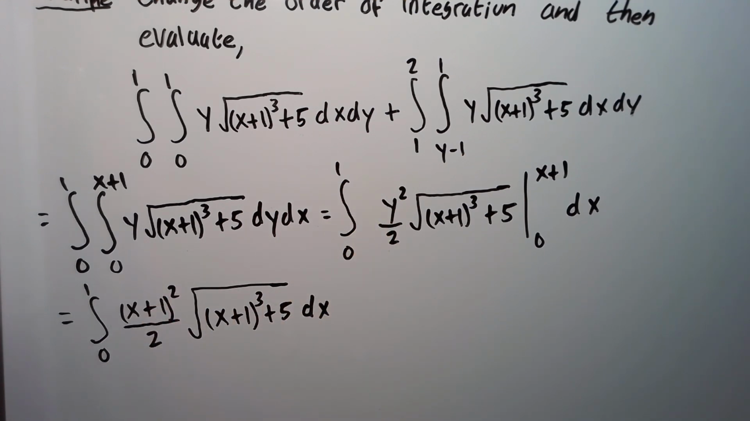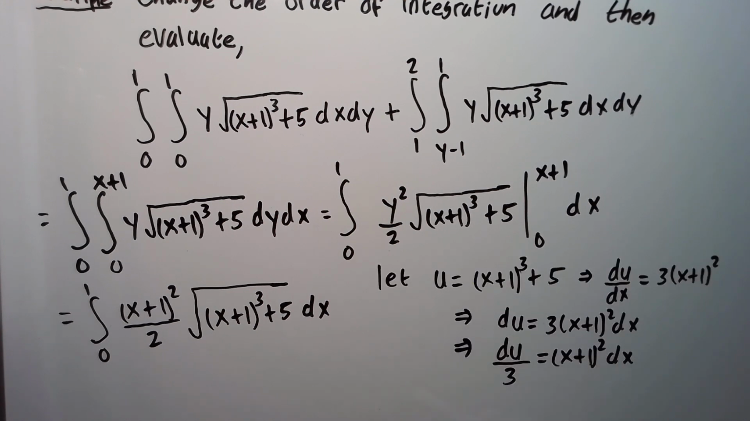Now I'm going to make a u substitution. I'm going to let u equal x plus 1 cubed plus 5. Then du dx: take the 3 down, subtract 1, multiply by the derivative of the inside, which is 1. The 5 goes away. Multiplying both sides by dx, you'd have du equals this. Then I solve for x plus 1 squared dx, which is equal to du over 3.